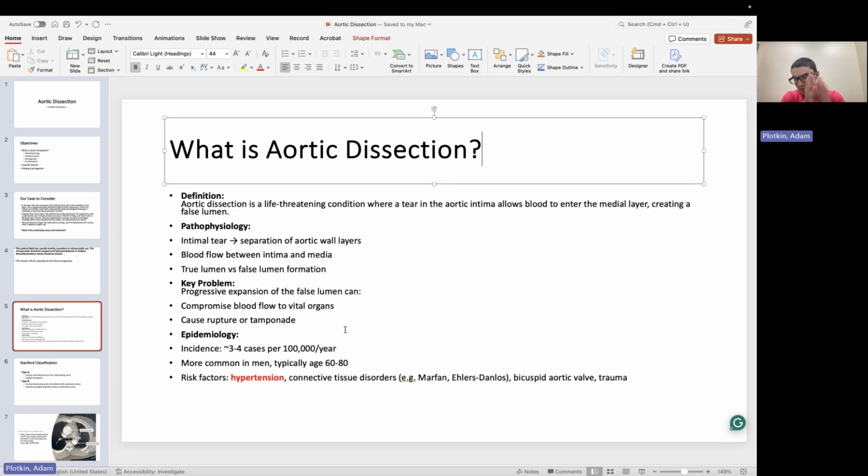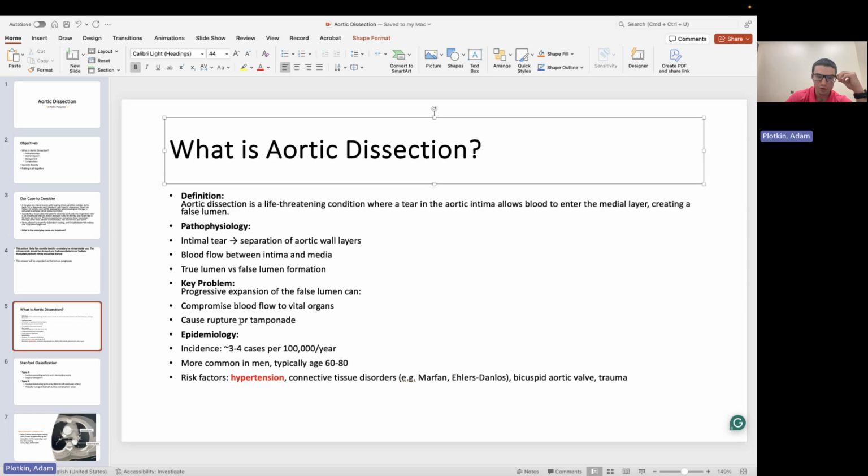That causes the intima to tear. Blood flows through the intima into the media. We form this false lumen. The false lumen expands, it can form thrombi, and it can then cut off blood supply to certain really important organs like my brain, my mesenteric arteries, my kidneys, right?